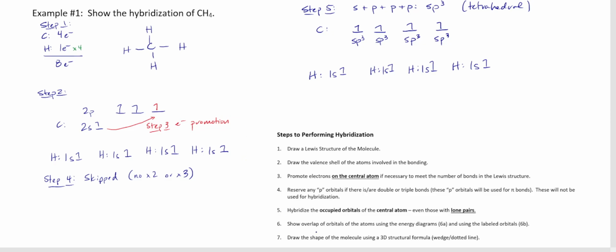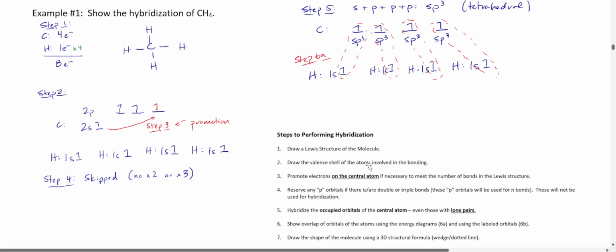Now, step 6. Show overlap of orbitals using the energy level diagram, so 6a. So I'm going to do step 6a right here. Well, these are going to overlap. These are going to overlap. All right, so as we can see here, I've got my 4 bonds. Each of the sp3 hybrids are overlapping with a 1s orbital.